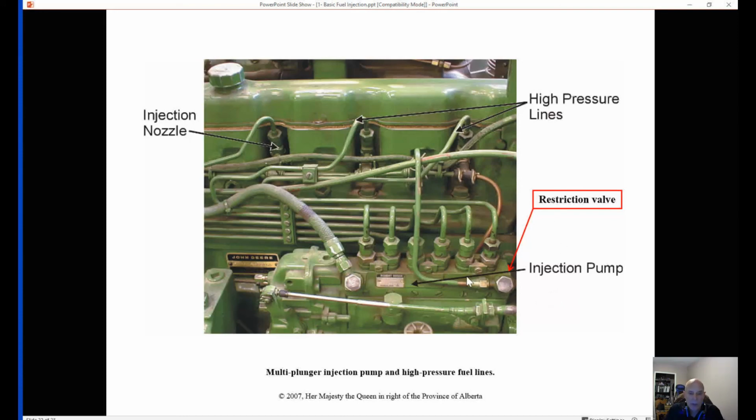Now, one of the things that we have on these injection pumps is a restrictor valve. All it is is a spring and a ball, and it just keeps a little bit of pressure in the fuel gallery that's in the top here. So fuel comes in, and this prevents it from just leaking out.